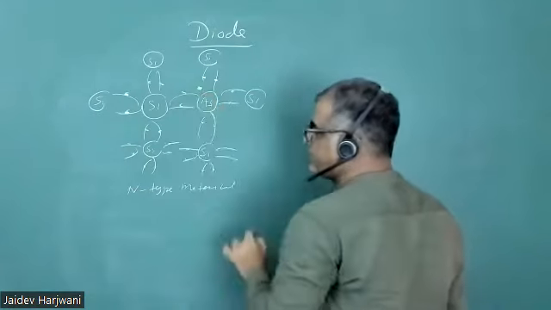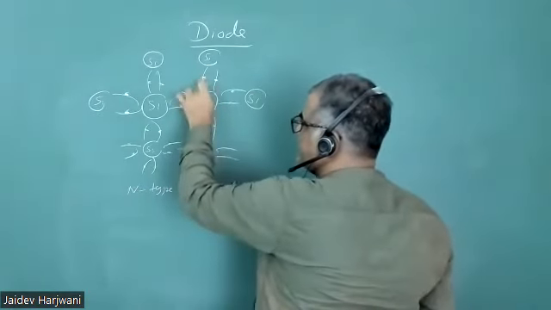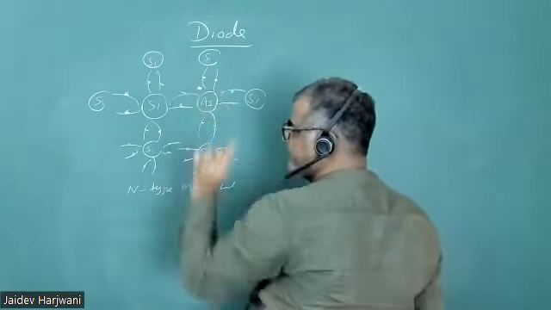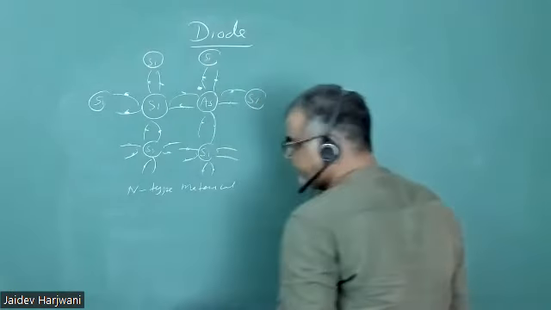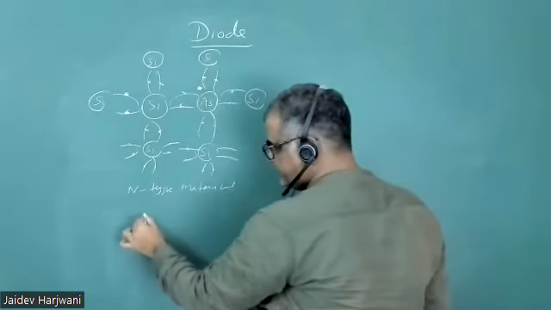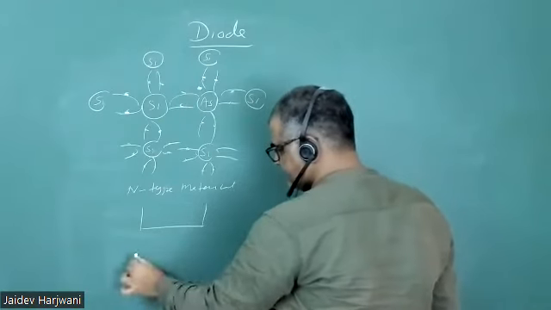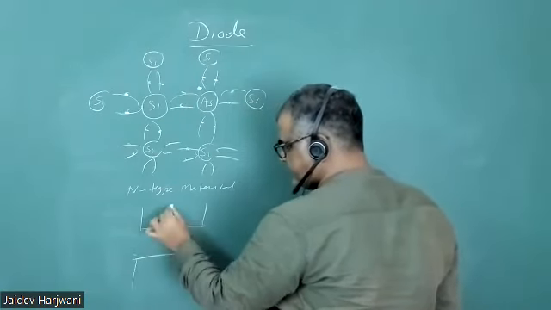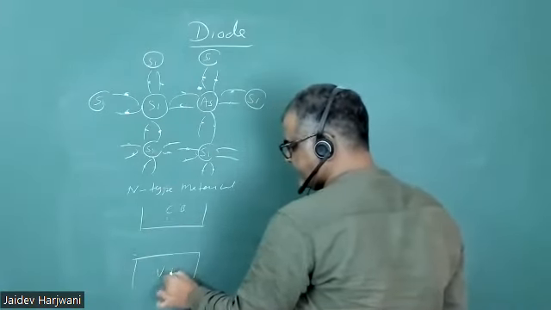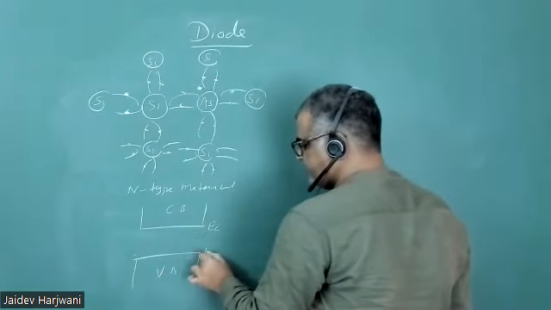Now, where is this electron? These are bonding electrons. Bonding electrons are in the valence band. And so where is this electron? With this electron, if you see, this is your conduction band, and this is your valence band. This is your EC. This is your EV.